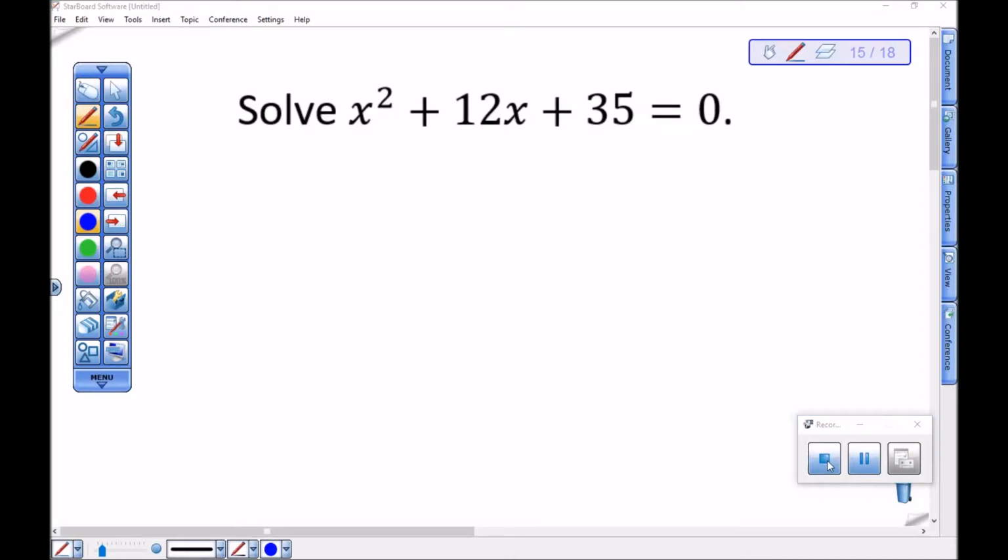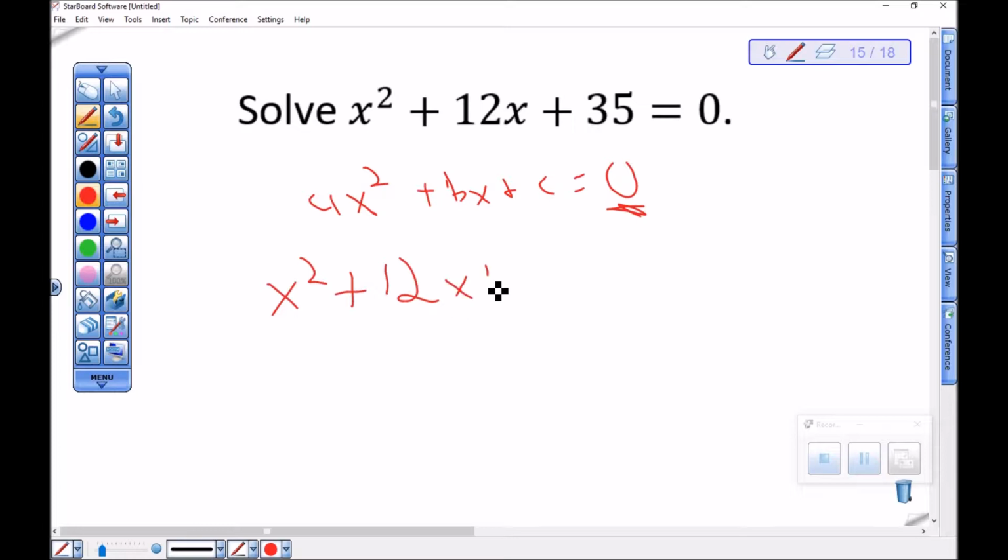Let's solve this quadratic equation by factoring. So you'll notice I already have it in this ax squared plus bx plus c equals 0 form. Since it's solved for 0, my next step is just to factor the ax squared plus bx plus c. So x squared plus 12x plus 35 is what I want to factor.